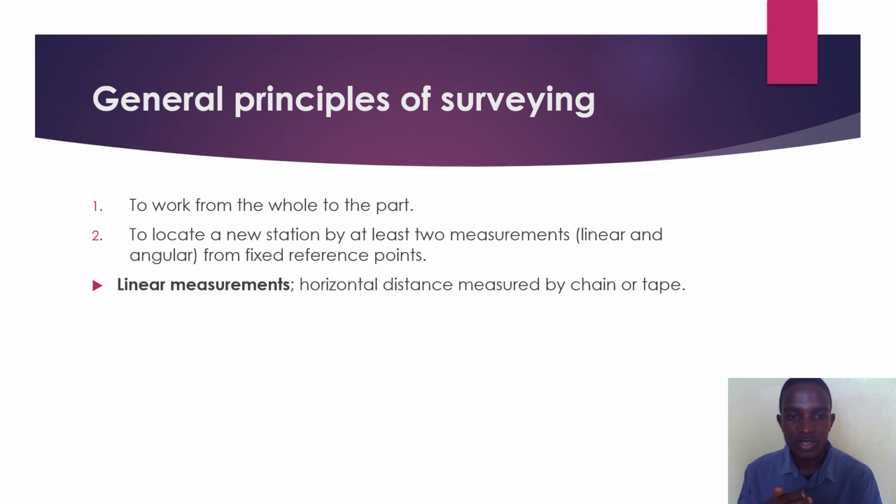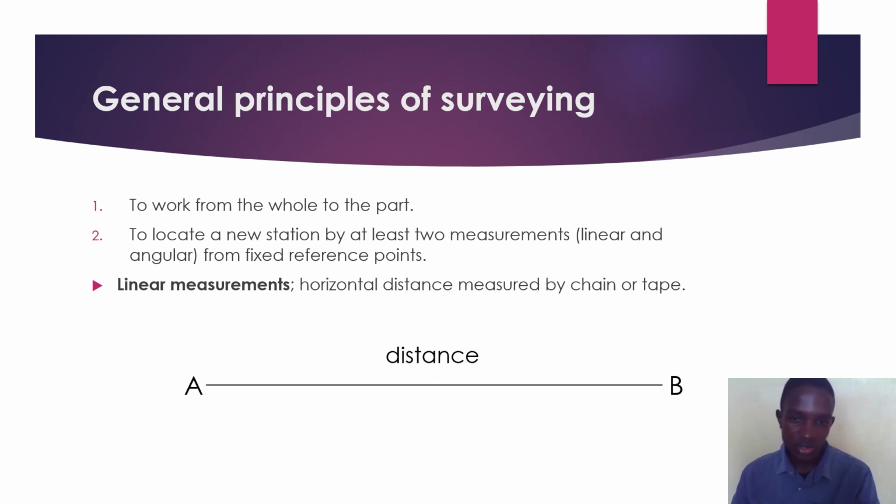Then the second one is to locate a new station by at least two measurements. These measurements are linear and angular, and we take them from a fixed reference point. To understand the meaning of these linear and angular measurements, we need to define them. What are linear measurements? Linear measurements are horizontal distances measured by a chain or a tape.